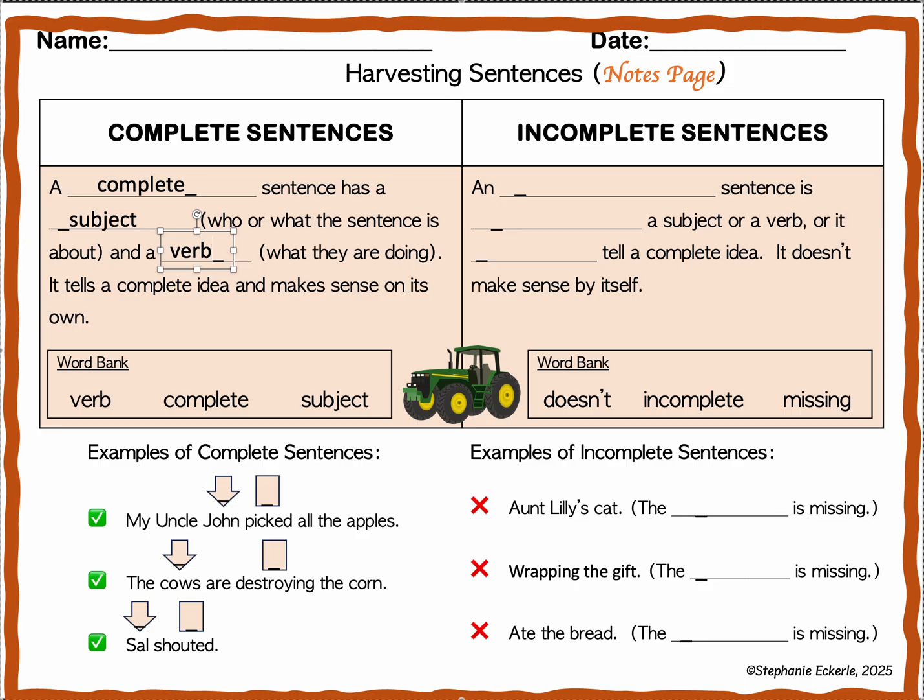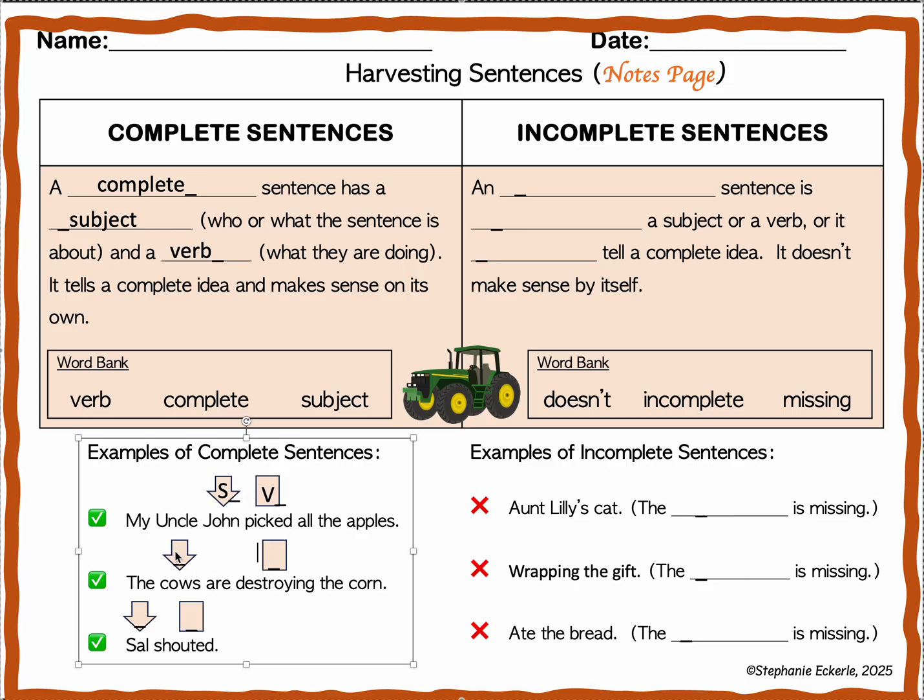The first one: my Uncle John picked all the apples. Who or what is the sentence about? Uncle John. That is our subject. So we will put an S for subject above Uncle John. What is John doing? Or what did John do? He picked all the apples. So we will put a V for verb above picked, because picked is the word that tells what John did.